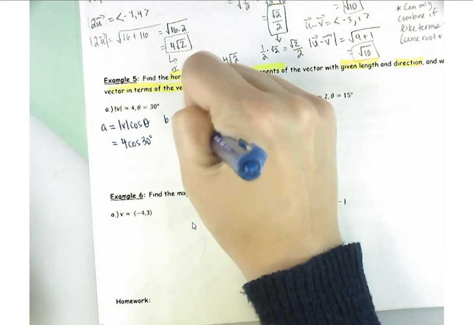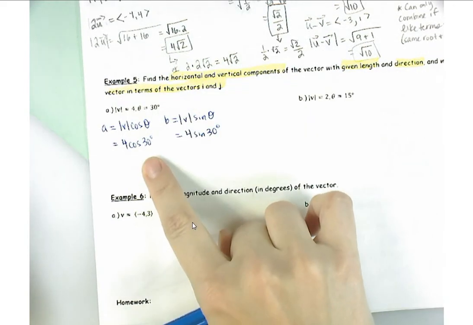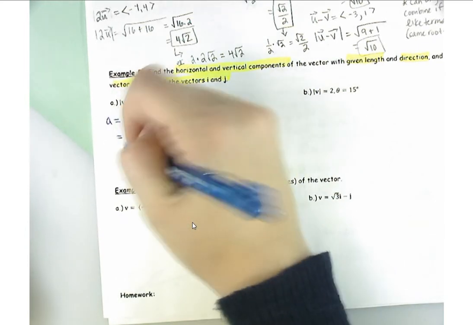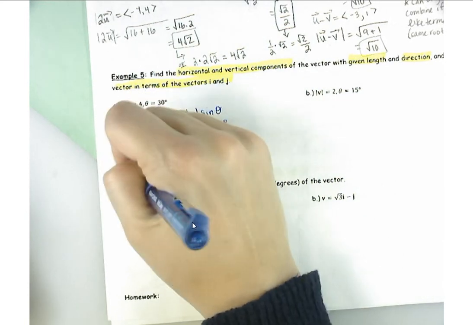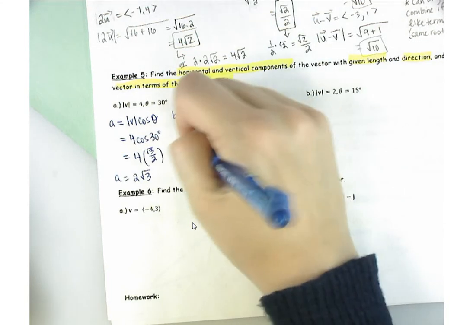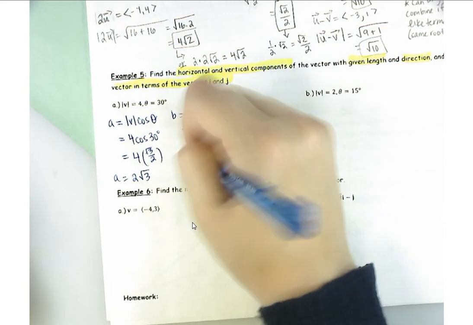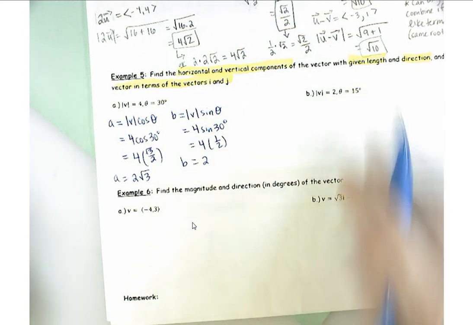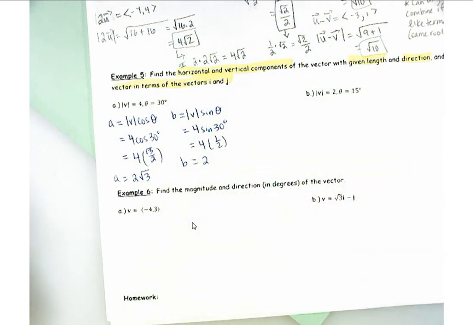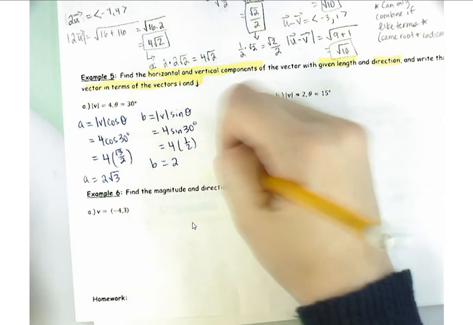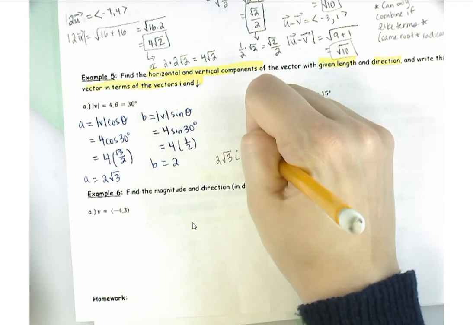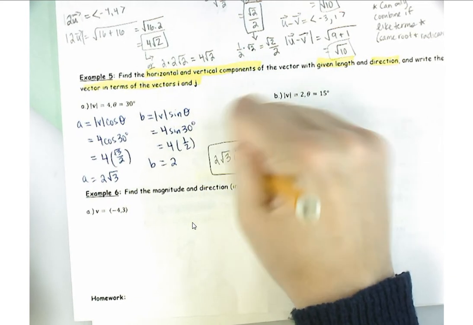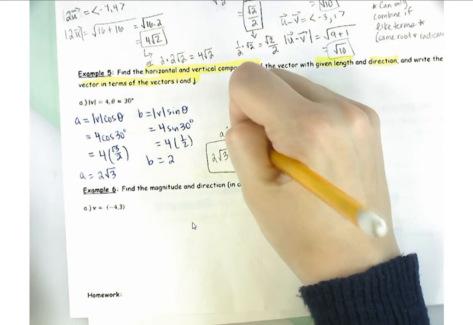This is nice because 30 degrees is on your unit circle, so you can just go ahead and find the exact value. So what is the cosine of 30 degrees? Good. So then your a component would be 2 root 3. And then your sine would be 1/2, which would make that 2. So now you need to write it in terms of i and j. So this would be 2 root 3 i plus 2 j. Okay, because remember it's ai plus bj.